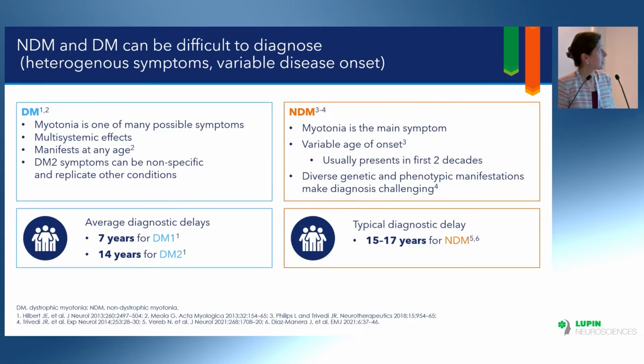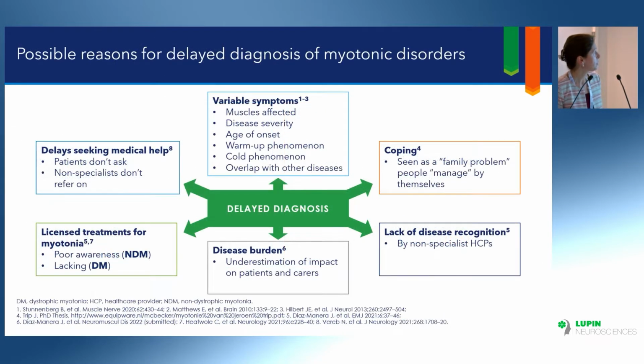NDM and DM can be difficult to diagnose, and there are several reasons for this. There are heterogeneous symptoms, there is a variable disease onset, and these reasons lead to the fact that the average diagnostic delays are very high. As you see here, for DM1 it's up to 7 years, DM2 up to 14 years, and in NDM there is a typical diagnostic delay of up to 15 to 17 years in these patients.